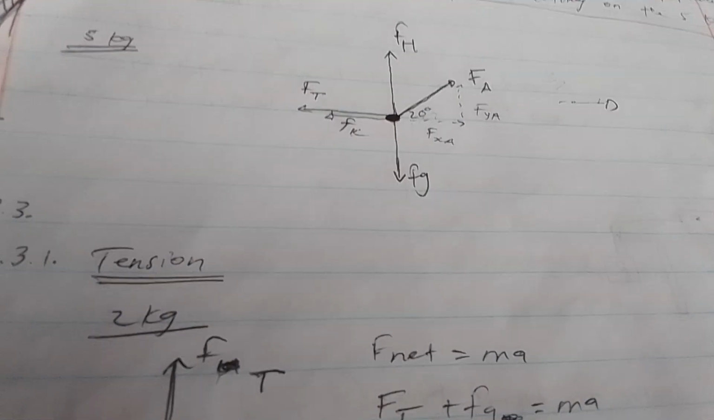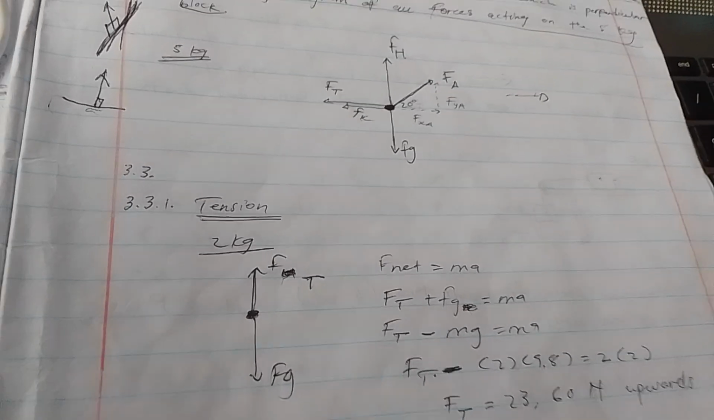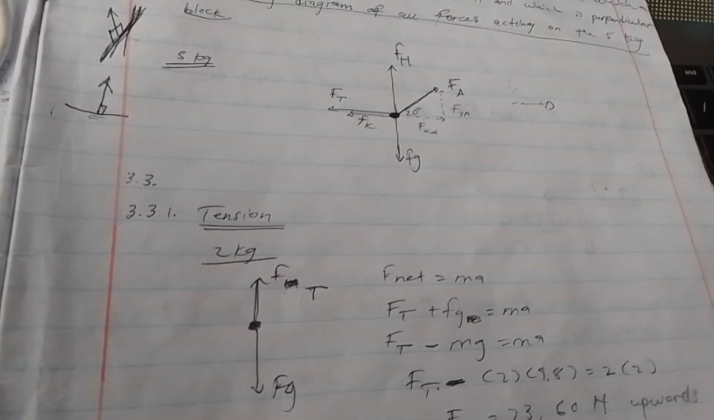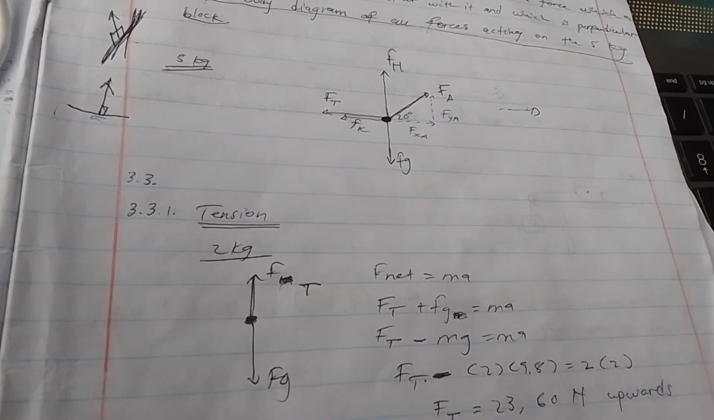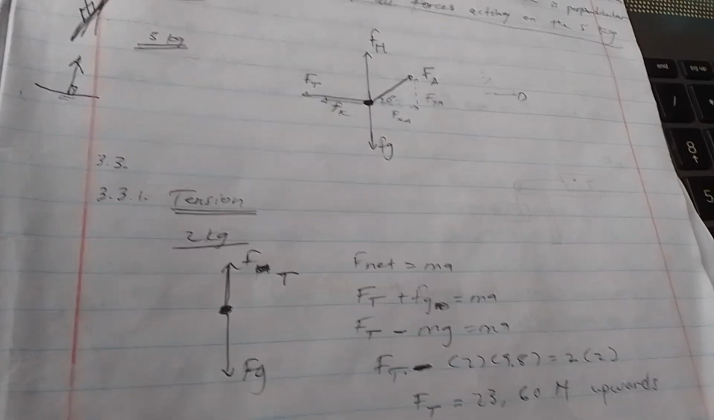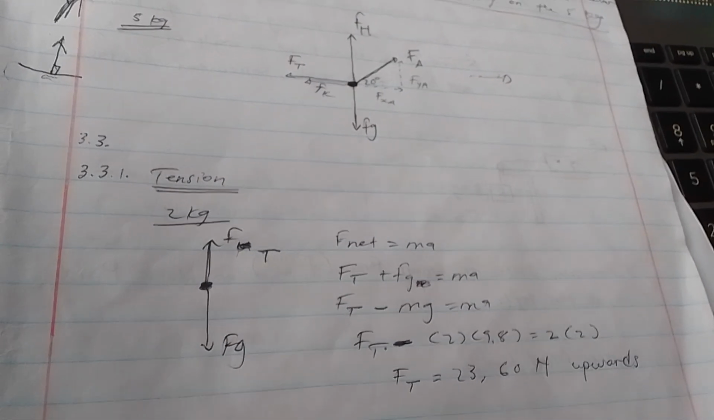So okay, let's calculate the tension now. We have our 5 kg block and our 2 kg block drawn on our rough sketches now. Don't mind the numberings, just listen to what I'm saying.